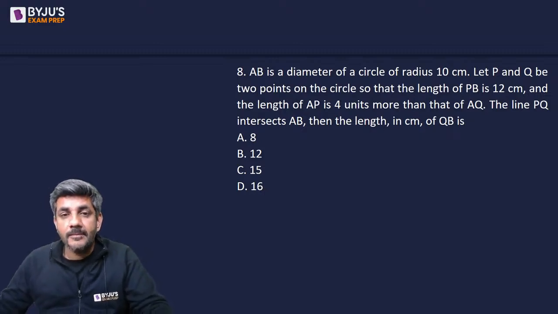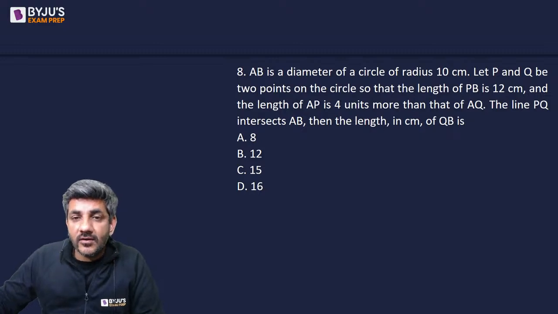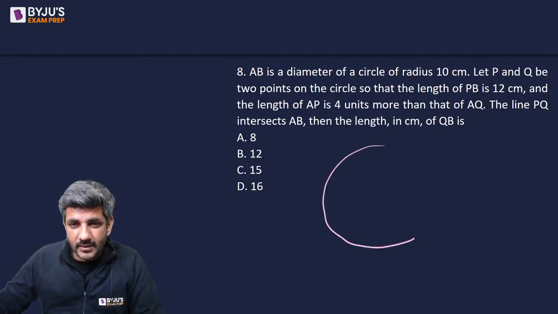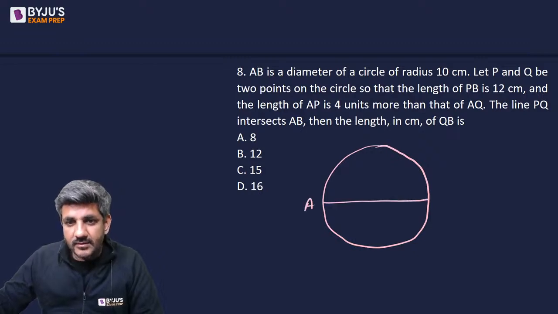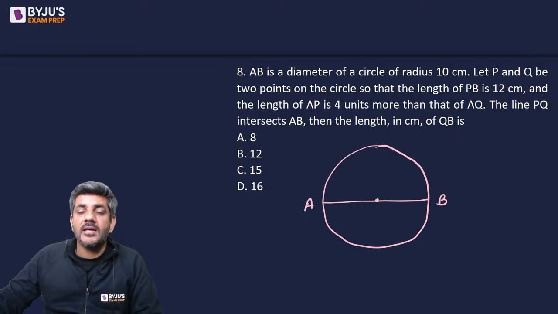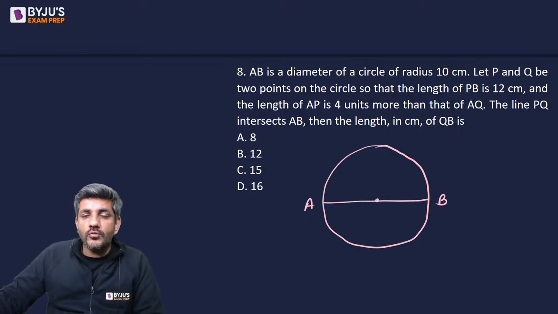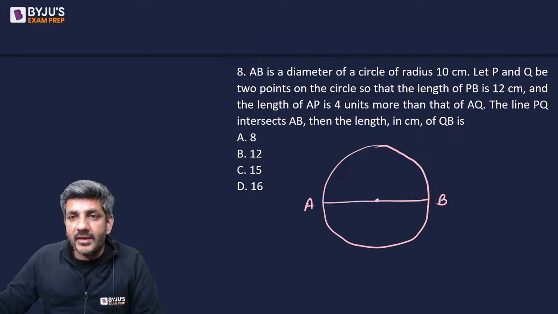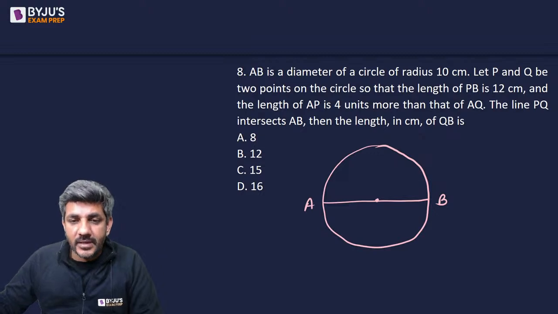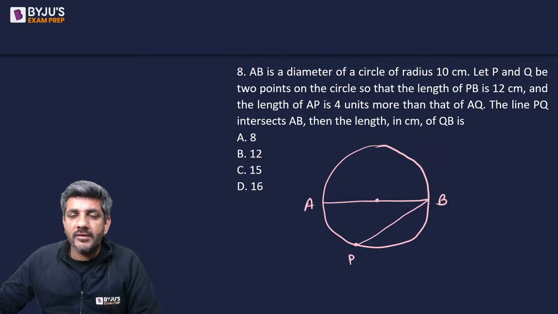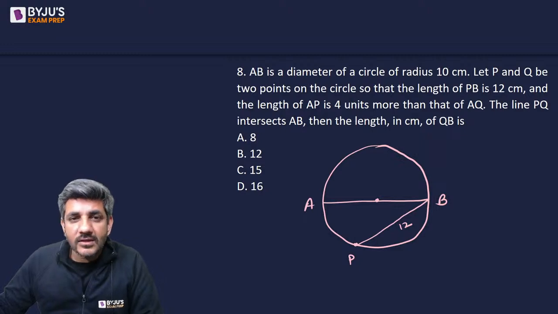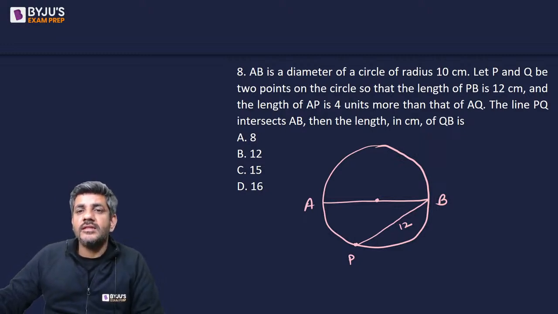Let's start now. AB is the diameter of a circle of radius 10. So let me make a circle first of all. And AB is the diameter of this circle, right? With radius 10, meaning the length of AB is 20. Let P and Q be 2 points on the circle such that length of PB is 12 and length of AP is 4 more than AQ. So PB is 12, so P would be somewhere here. Because AB is 20, PB would be 12. This is what the question is saying. And length of AP is 4 more than AQ.